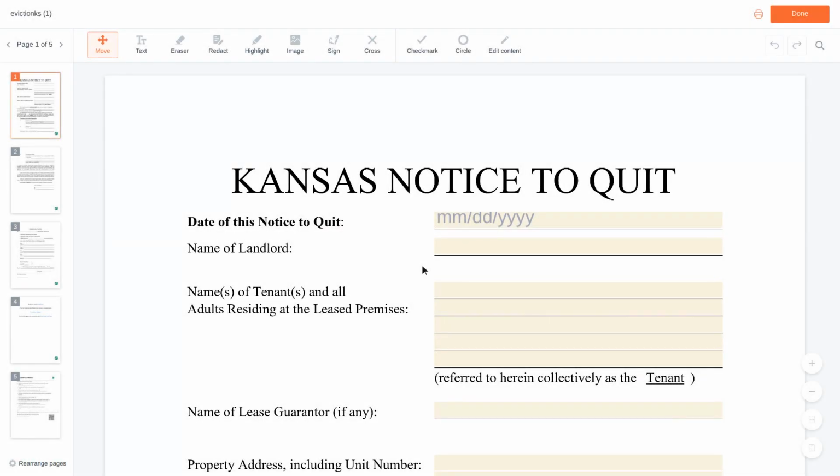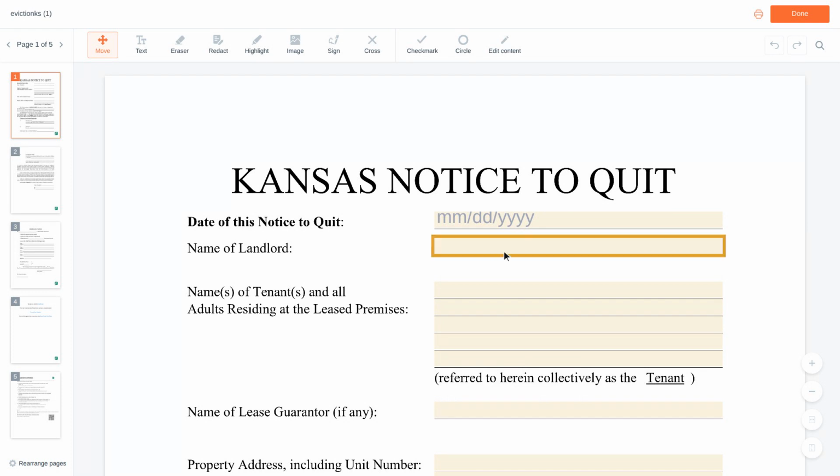Let's fill out the Kansas Eviction Notice together, the written notice a landlord serves before an eviction case can begin, and check what the state asks of it as we go. Start at the top with the date of this notice.